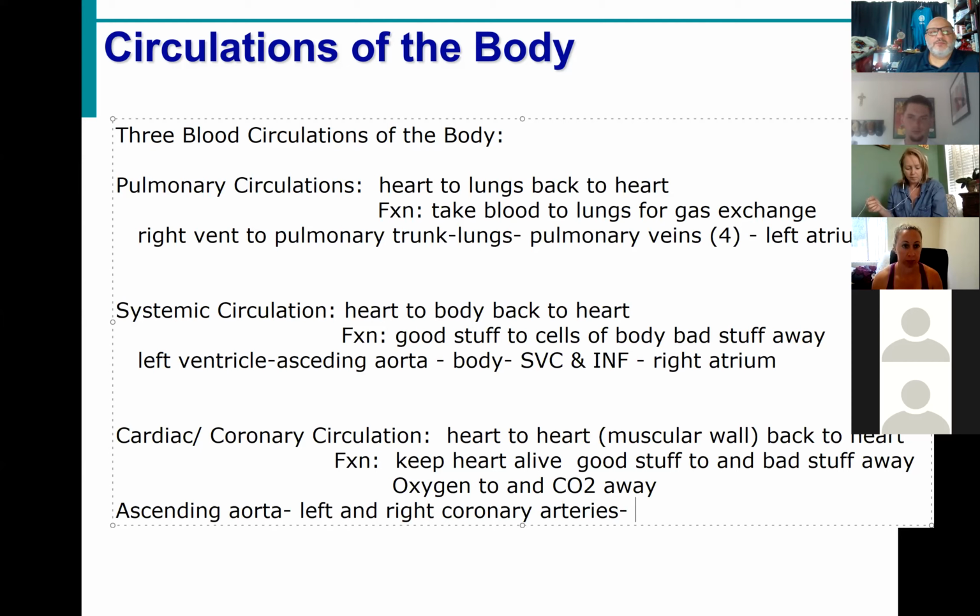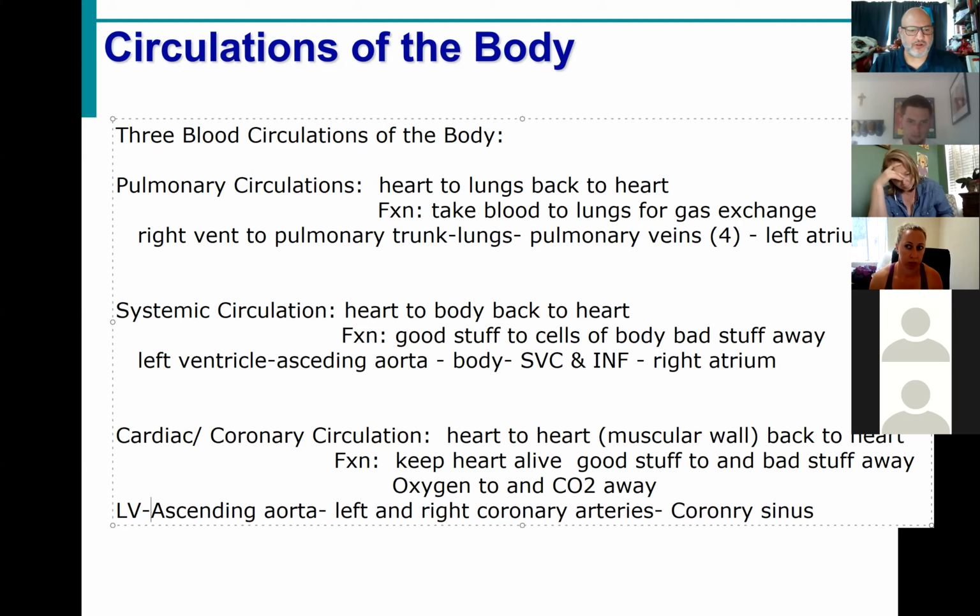So what is the special blood vessel that all of the blood from the muscles of the walls of the heart are fed into? There you go, Lisa's got it. It is the coronary sinus. And that coronary sinus, once it receives the blood, and I guess we should go back a step, it is the left ventricle that feeds into the ascending aorta.